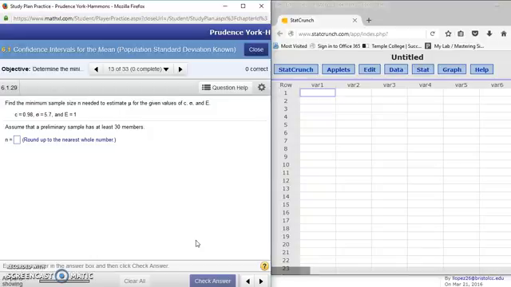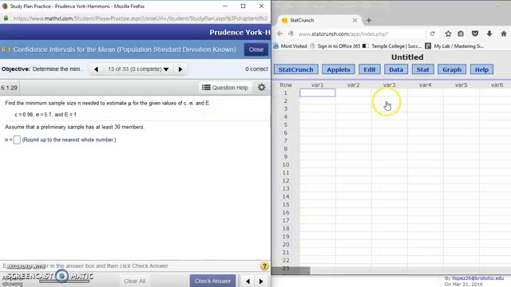to estimate the population mean for given values of C, the level of confidence, sigma, the population standard deviation, and E, the margin of error for a particular situation. Now, in 6.1, one of the questions from the study plan asks us to find the minimum sample size N and assume that the preliminary sample has at least 30 members.